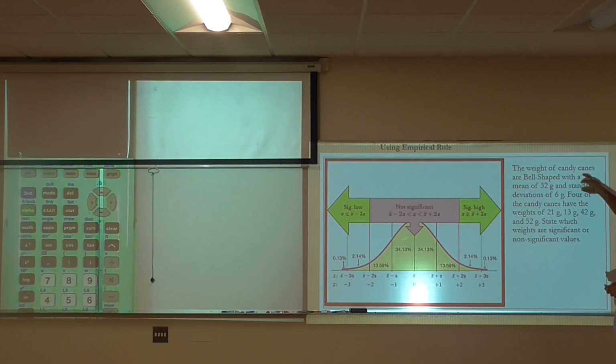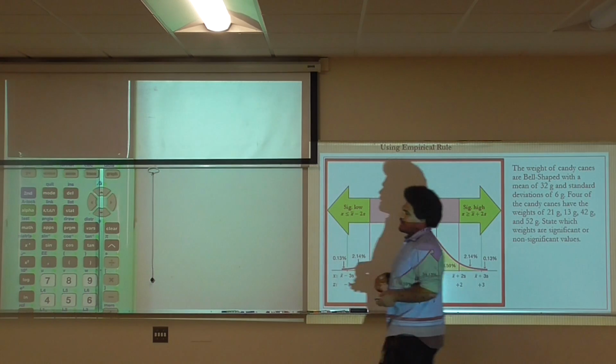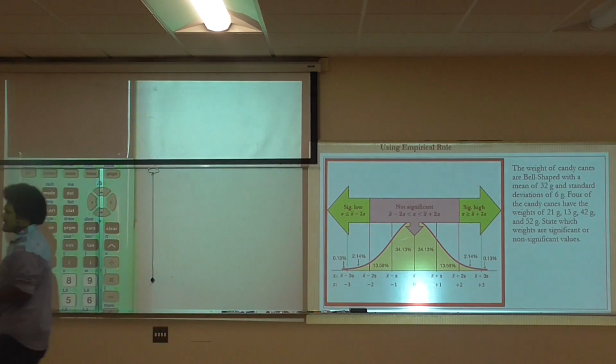And so we're saying here, the weights of candy canes are bell-shaped with a mean of 32 grams and a standard deviation of 6 grams. 4 of the candy canes have weights of 21 grams, 13 grams, 42 grams, and 52 grams. State which weights are significant or non-significant values. So are they significantly high, significantly low, which one, if they are significant? Or state that they're not significant, or usual versus unusual. So first and foremost, we're going to go ahead and build the curve.